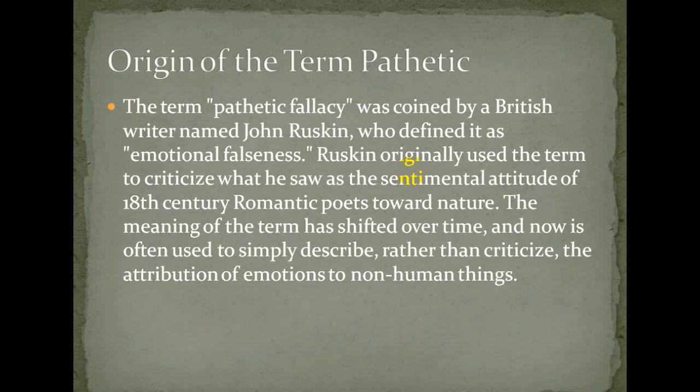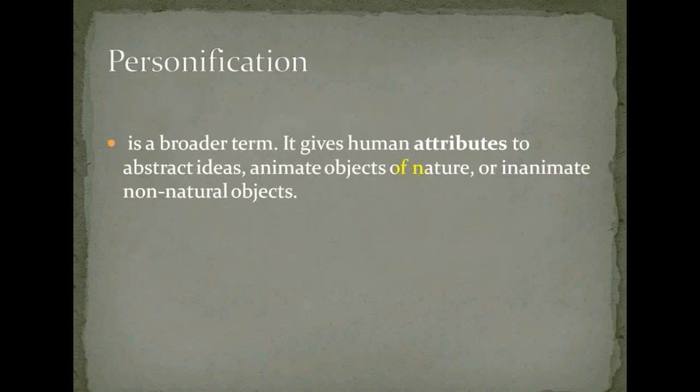So, as you see, John Ruskin used that in his time for the sentimental attitude of the poets of the age, but now it is used for giving human emotions and feelings to non-living things. So we should keep in mind that it is actually about giving human feelings and emotions to non-living things. Now, how would you differentiate between the two? For that, we have to look at personification.